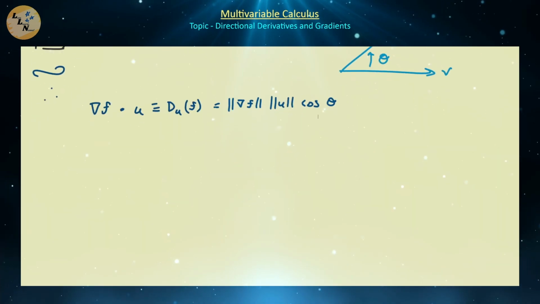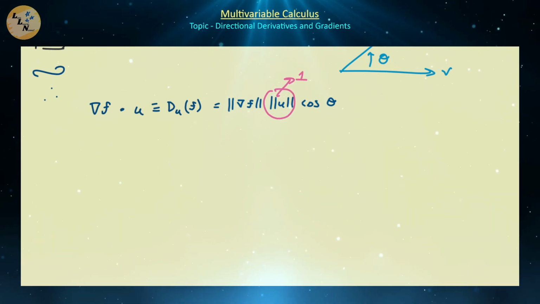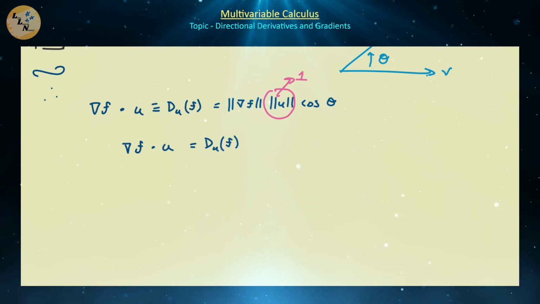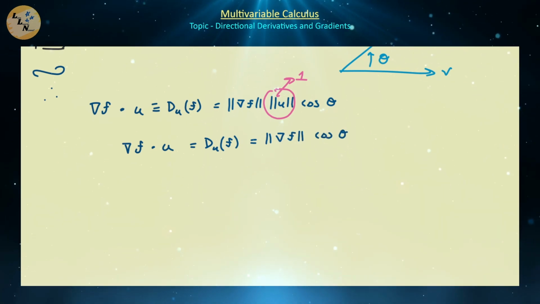Right? Now keep in mind we are assuming, for the directional derivative and gradient formulas, that the u vector is a unit vector. That means its norm is going to be equal to 1. So we get the statement that the gradient of f times u, or the directional derivative of f at (x, y) in the direction of u, is simply going to be the norm of the gradient of f times the cosine of the angle between u and the gradient of f.